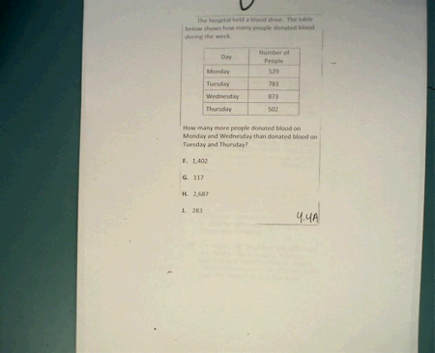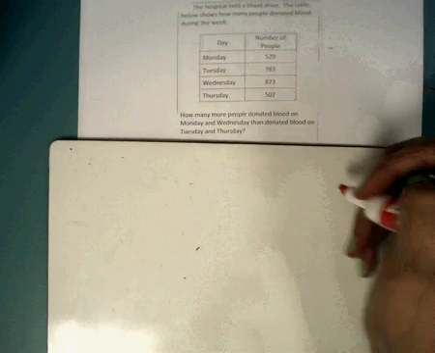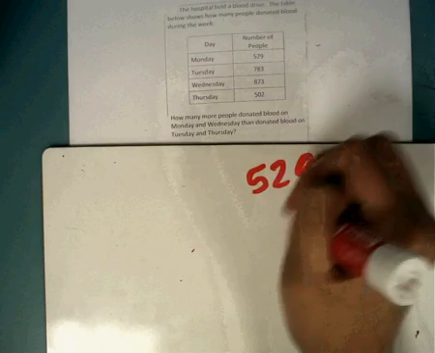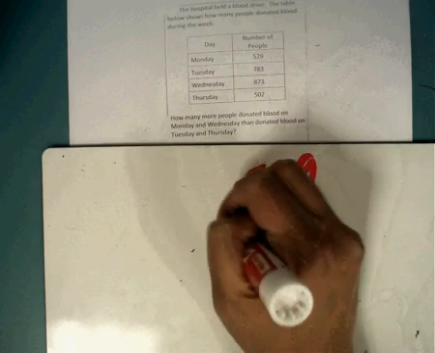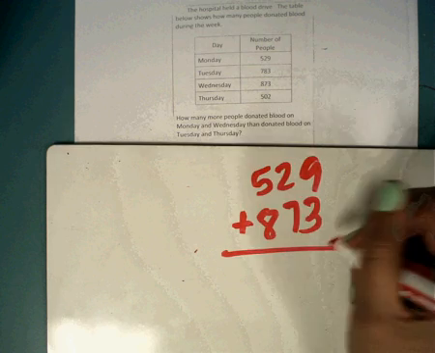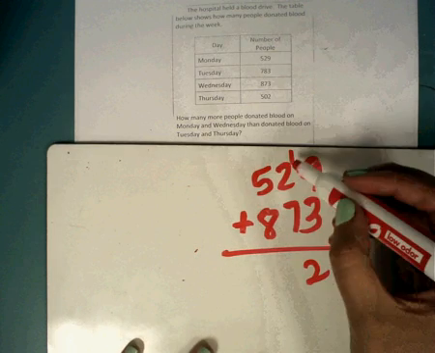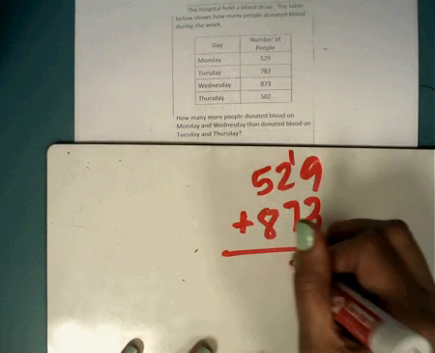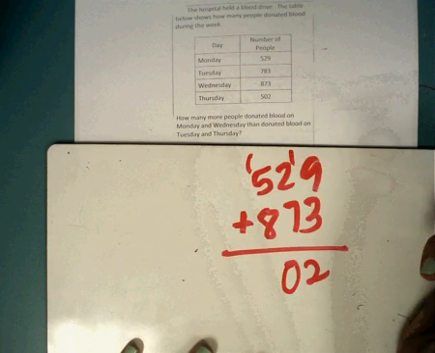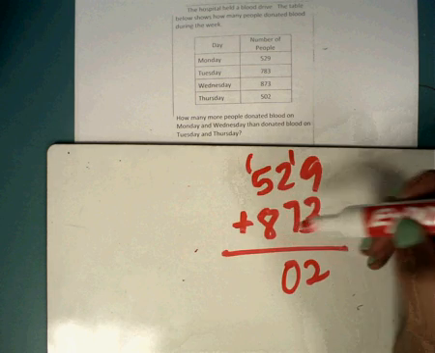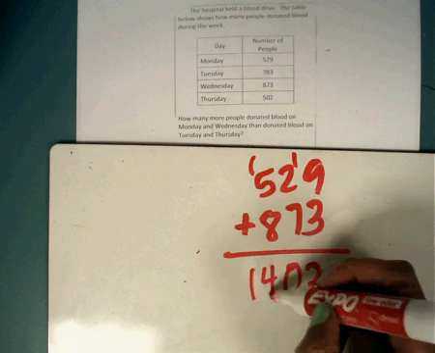But it says donated blood on Monday and Wednesday than Tuesday and Thursday. So I need to find out how many people donated blood on Monday and Wednesday first. So Monday and Wednesday would be 529, 873. 9 plus 3, 12, 2 plus 1, 3, 3 plus 7, 10, 1 plus 5 is 6, 6 plus 8, 14. Okay? 1402 was on Monday and Wednesday. That's how many people donated blood.